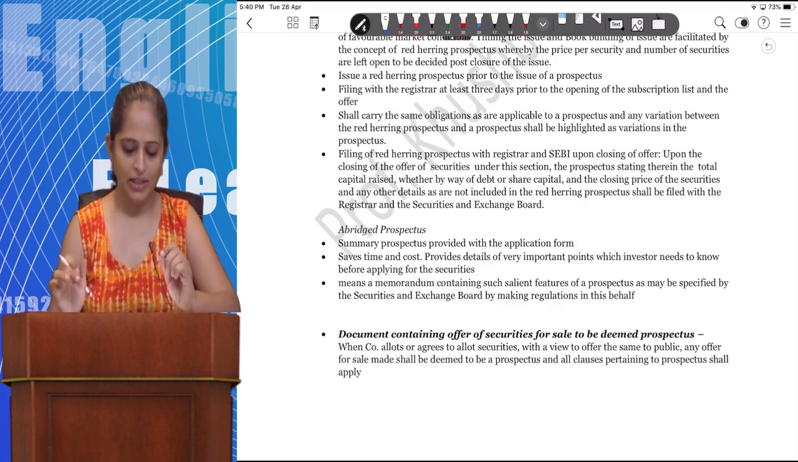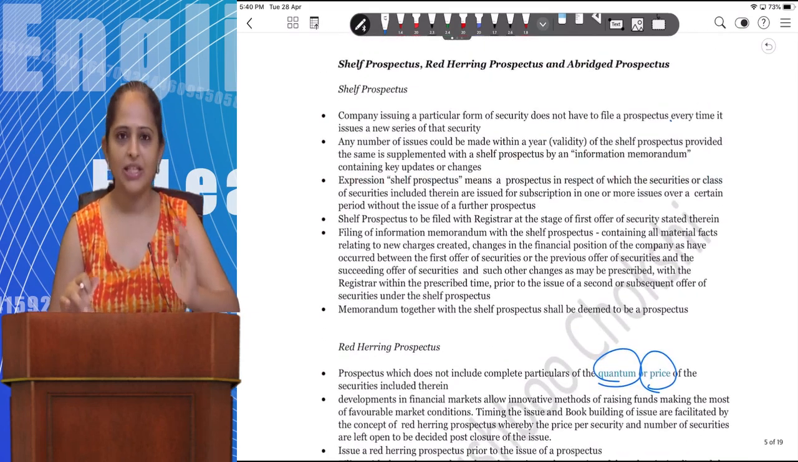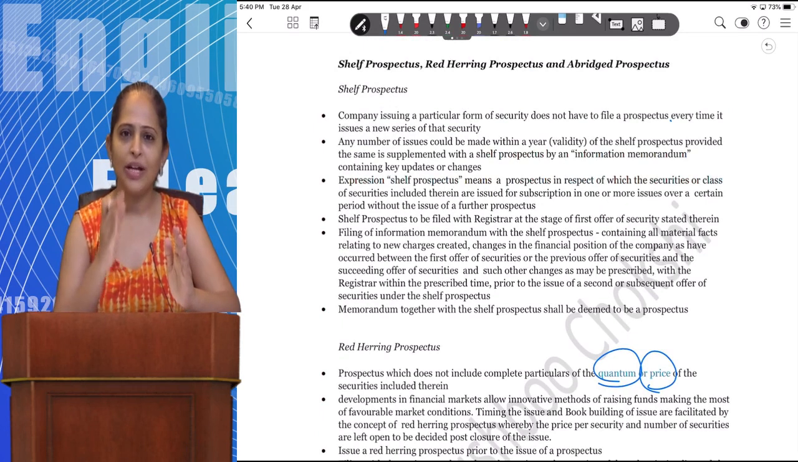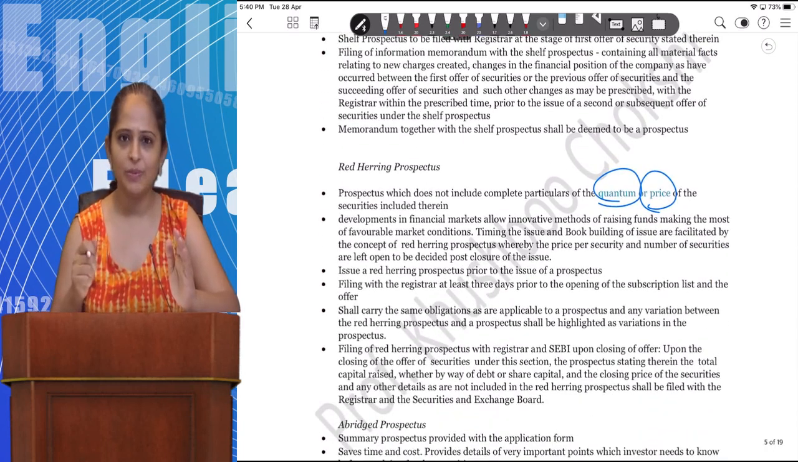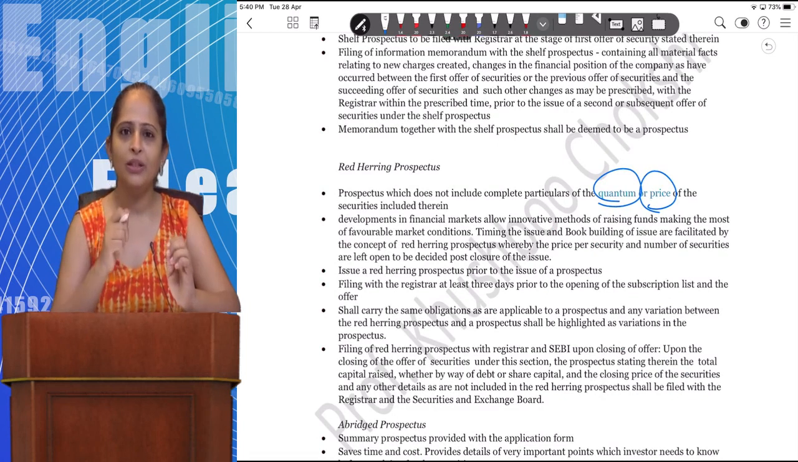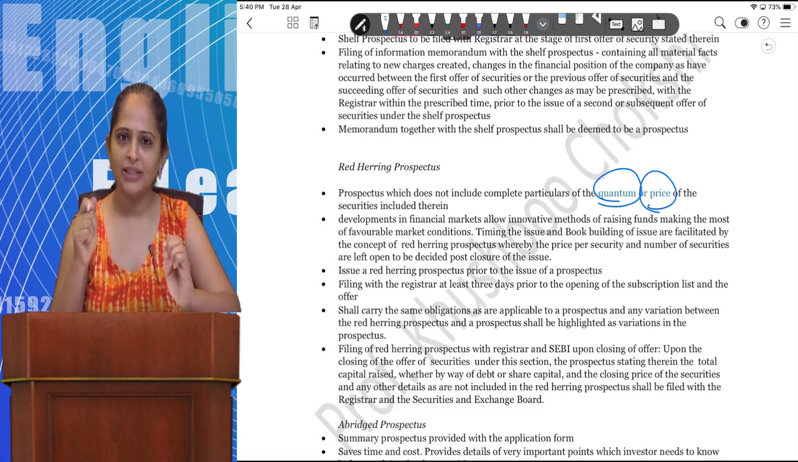So to quickly revise, shelf prospectus you will issue when you want to issue the same kind of securities during a period of 1 year, so that you don't have to make the prospectus again and again. Red herring prospectus will be given when the quantum and the price is not sure. That will be determined based on the demand and the supply in the market. So the quantum and the price is left blank, everything else is filled up.